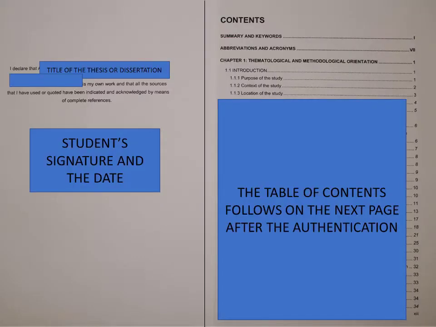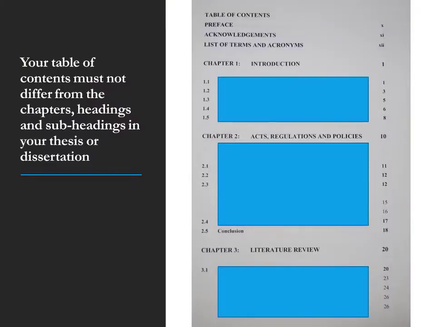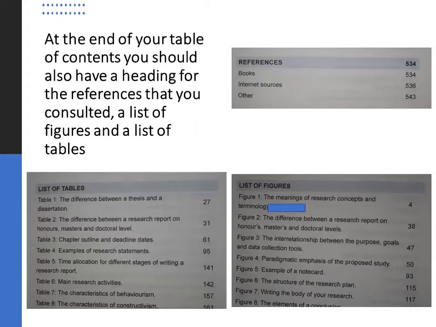The table of contents should follow directly after the authentication of your work. Once you have written your thesis or dissertation, you will probably delete the provisional structure for a table of contents and replace it with the chapters, headings, and subheadings of your final thesis or dissertation. Keep in mind that your table of contents must not differ from the chapters, headings, and subheadings in your thesis or dissertation. At the end of your table of contents, you must also list the references that you consulted, a list of figures, and a list of tables.